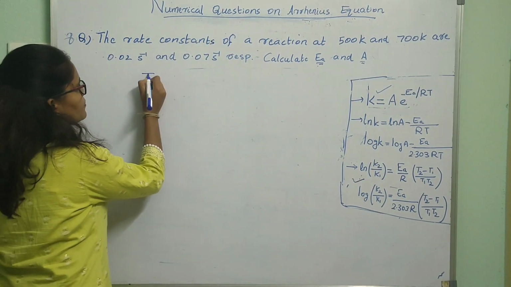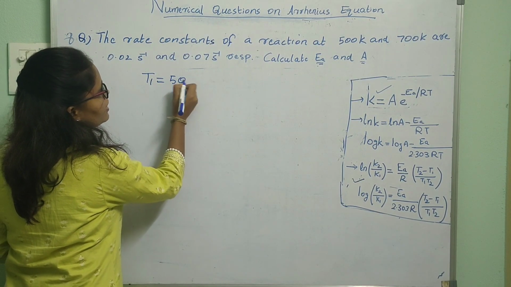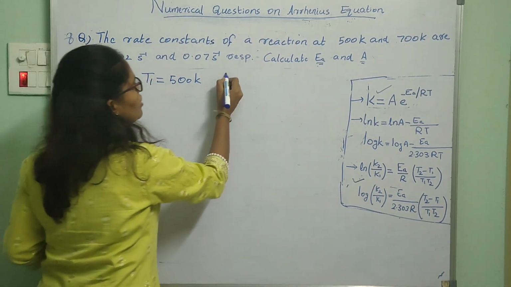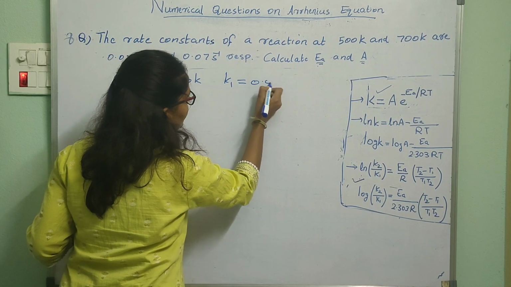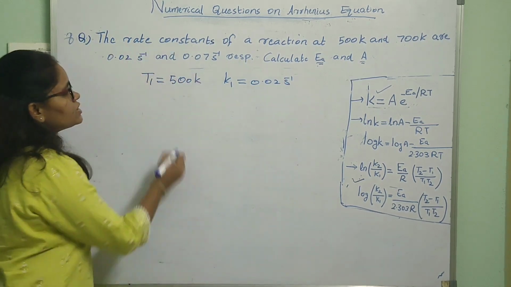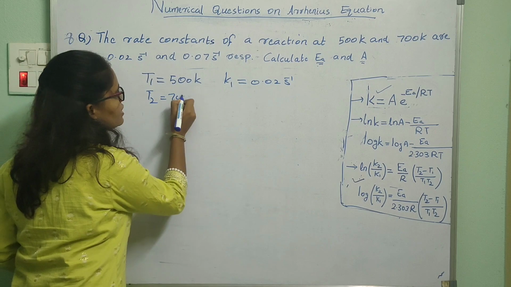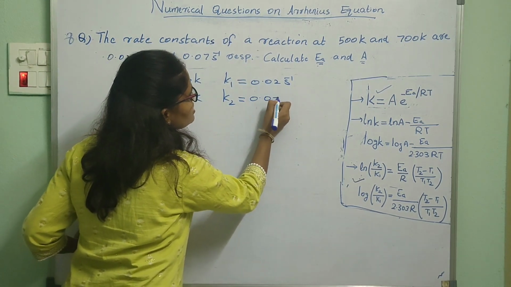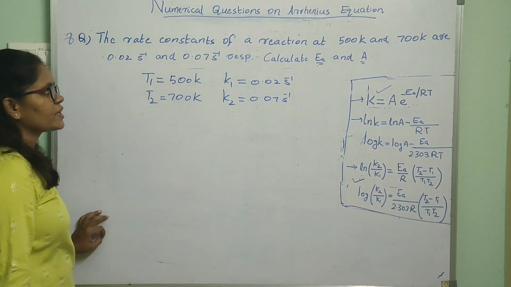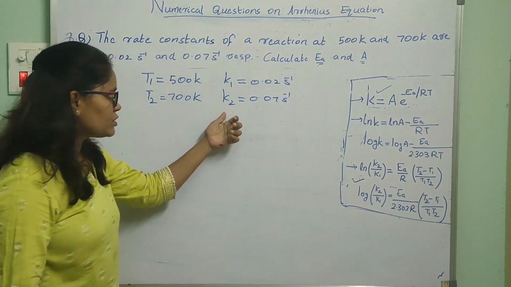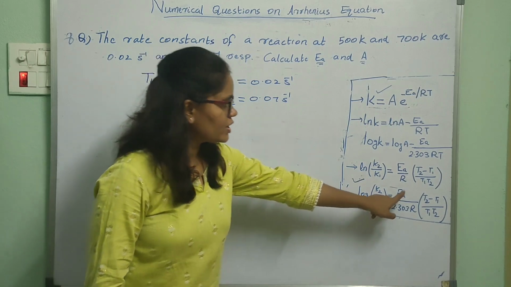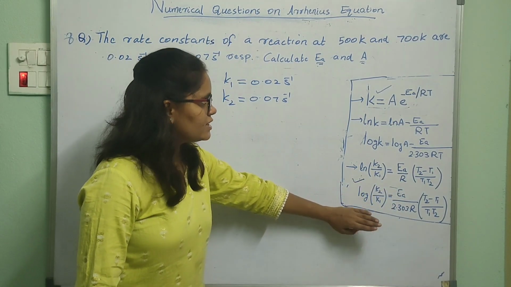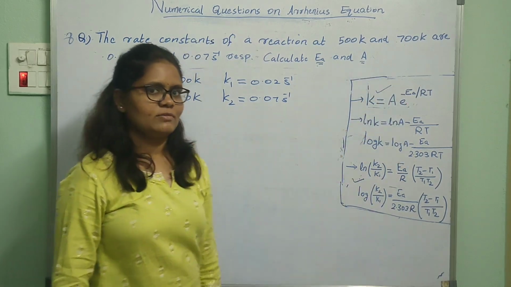So what is T1? One temperature is 500 Kelvin and the rate constant at 500 Kelvin is 0.02 second inverse. And the other temperature T2 is 700 Kelvin and the rate constant at that temperature is 0.07 second inverse. So you have two temperatures, two rate constants. Using this equation, you can easily find activation energy. First we will find activation energy and then we will see how we can find Arrhenius parameter.